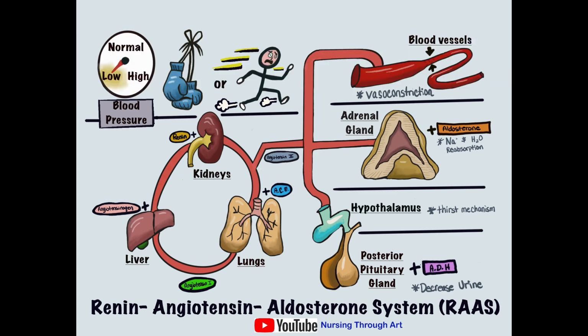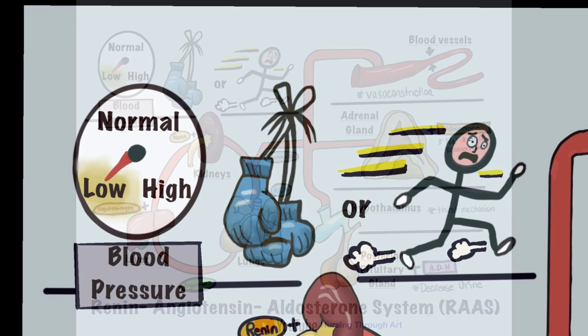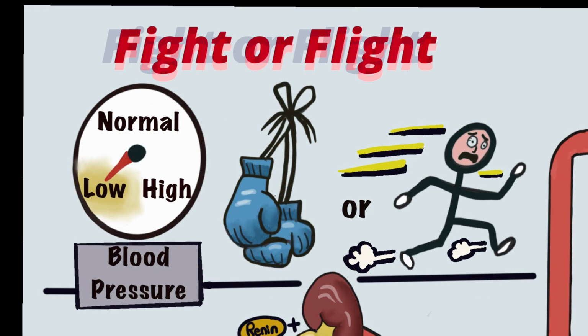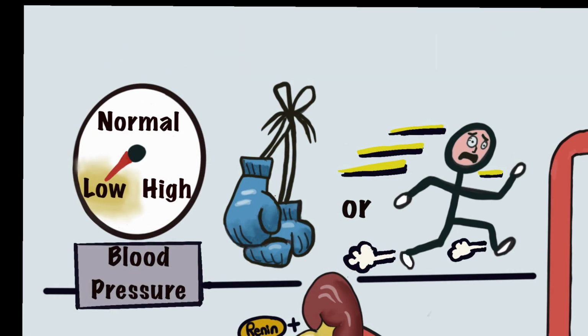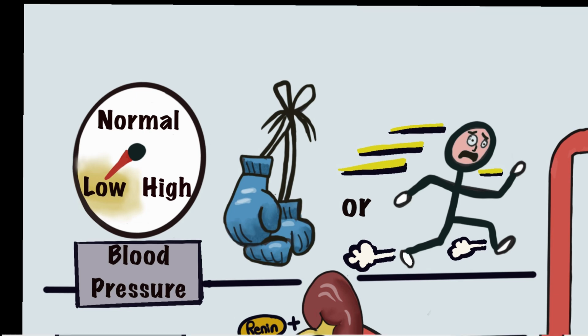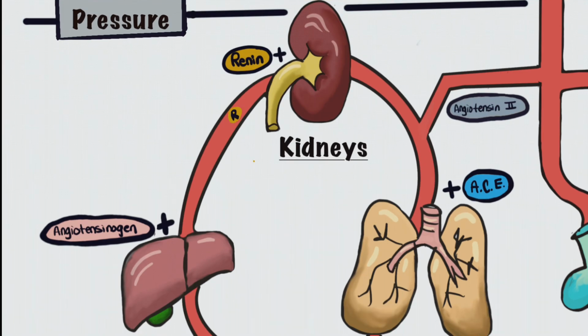So what happens with low blood pressure? First, the sympathetic nervous system is activated. Remember, this is the fight or flight response, which is a physiological reaction that happens when a person perceives a threat to their survival or safety. So the juxtaglomerular cells in the kidney will release an enzyme called renin into the blood circulation.